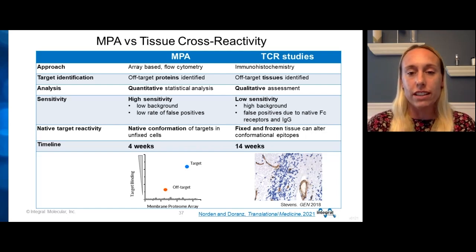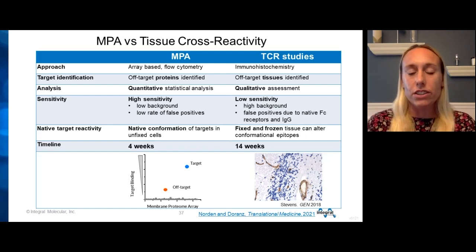The analysis is also very different. We use quantitative analysis, and we can do statistical analysis as well, versus in the TCR, this is more of a qualitative assessment. MPA has high sensitivity. As Chris already talked about in the assay setup, we ensure screening conditions that have high sensitivity with high signal and low background. Versus in TCR, low sensitivity is often an issue. There can be high background and false positives due to native Fc receptors and IgG.